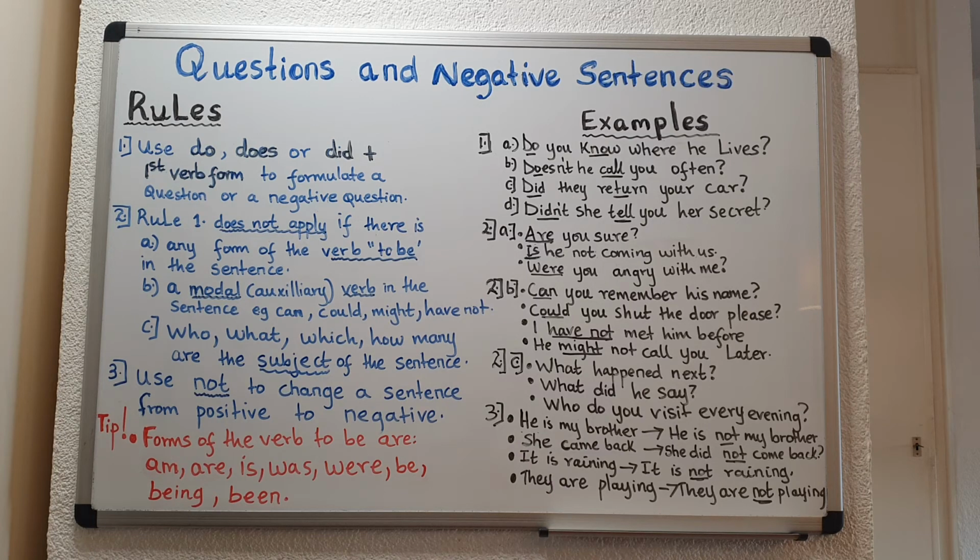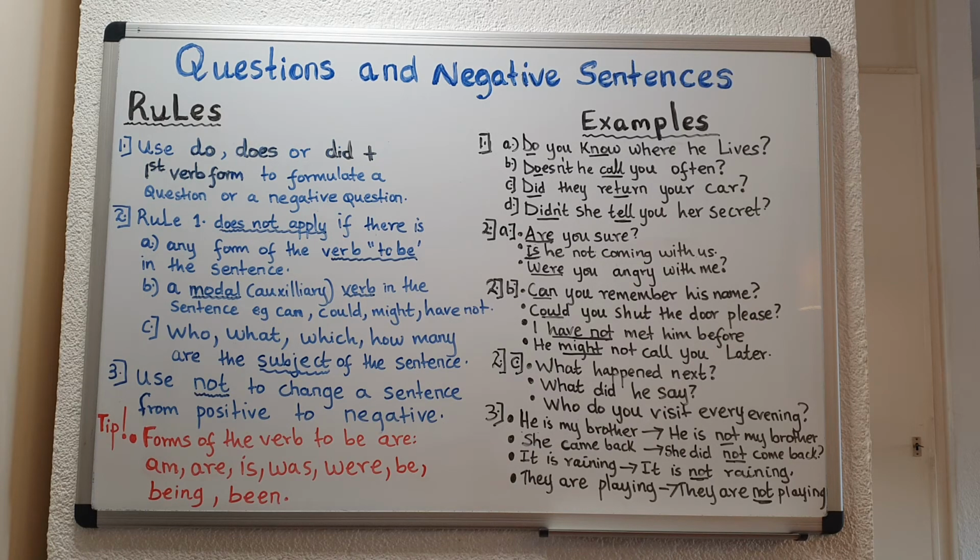For example, example 2b, the third one, I have not met him before. If that sentence was not negative, it would be, I have met him before. The next example, he might not call you later. If it was a positive sentence, then it would be, he might call you later. But to change that sentence into a negative sentence, I add the word not. He might not call you later.